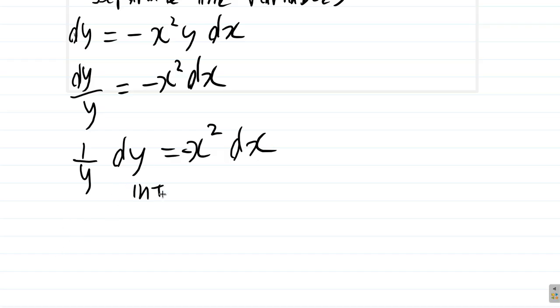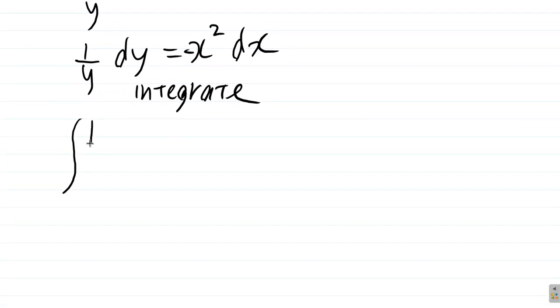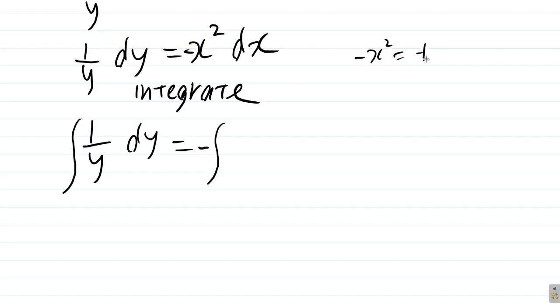After that, we integrate both sides. So we say the integral of 1 divided by y dy is equal to the integral of negative x squared dx. Negative x squared is the same as negative 1 times x squared, so the constant negative 1 you could write as the negative sign outside: negative integral of x squared dx. Alright. Now, what do you get when you integrate 1 over y dy?